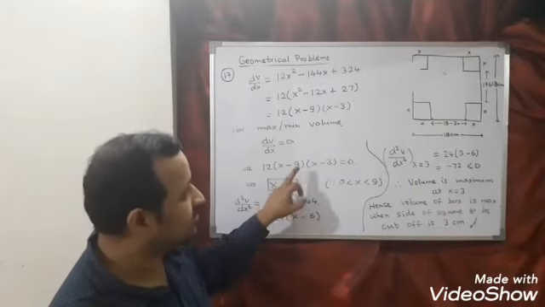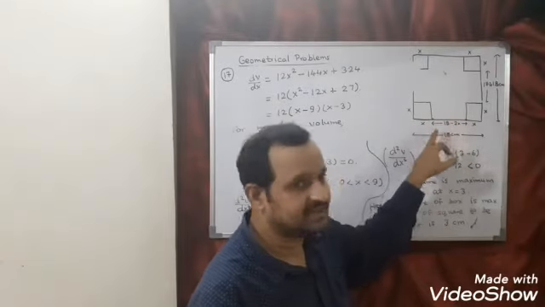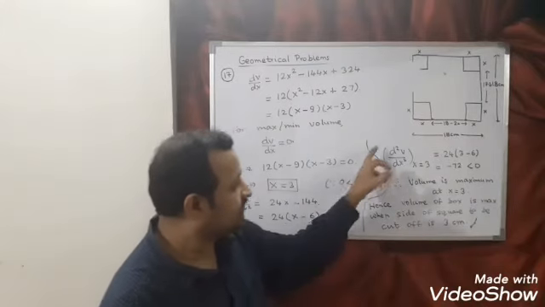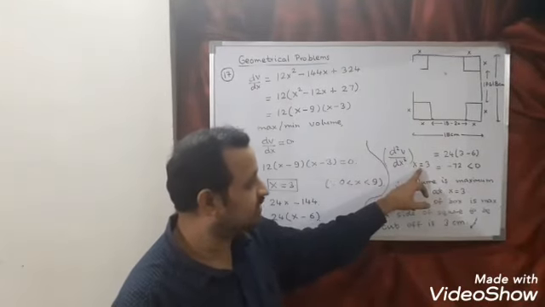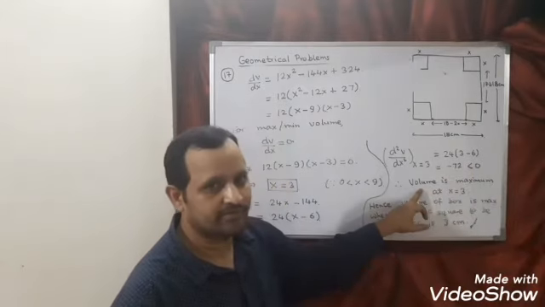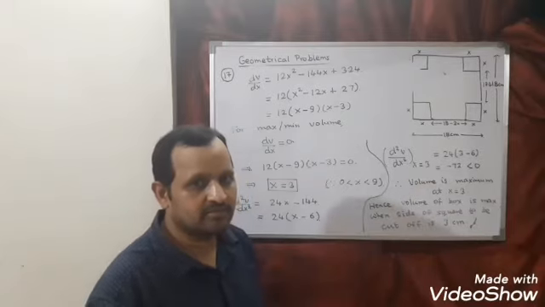X cannot be equal to 9, because if x is equal to 9, then you will see that one side will become 0. Both sides will become 0. So find the second derivative at x is equal to 3. You will get negative. Negative means maximum volume. So I think it is clear how to solve a geometrical problem.